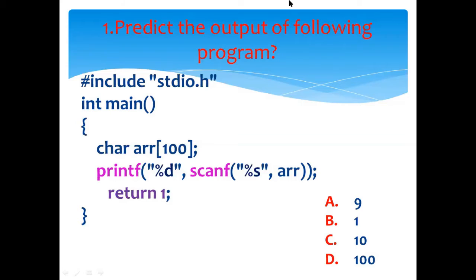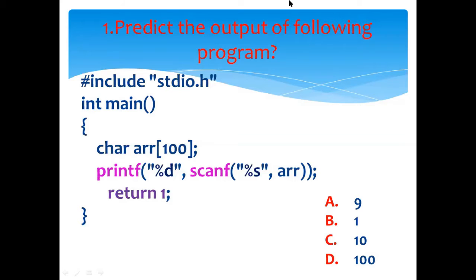A is an array variable of 100 bytes, and it takes a string, that is a set of characters, up to a length of 100. Based on how many characters are entered by the end user, that number will be displayed via printf. So let's run this program and check out the output.